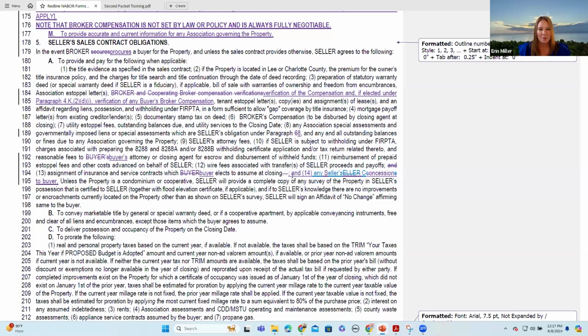Go with me to line 184 and 185. This is just additional language that appears. It's very similar to what you see in standard E of the sales contract between buyer and seller. We're saying that the seller will agree to pay for and provide verification of the compensation, and if elected under paragraph 4K2D regarding buyer broker compensation, verification of any buyer broker compensation.